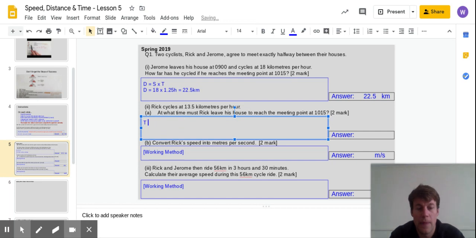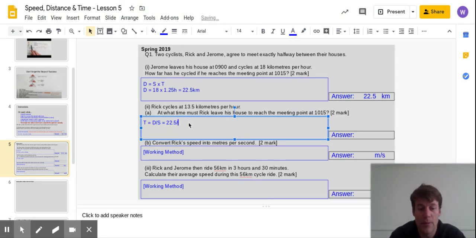So we've got time equals distance over speed. Distance is always on the top. And the distance is going to be the same as Jerome, because they're meeting at halfway. And we've worked that out in the question above. Distance equals 22.5. And this is where, if you've done your working and you've got the first answer wrong, you'll get the method marks, or you'll get error carried forward. You can get full marks in this question if you show your working but get the wrong answer due to having the wrong distance, as long as you've got everything else right.